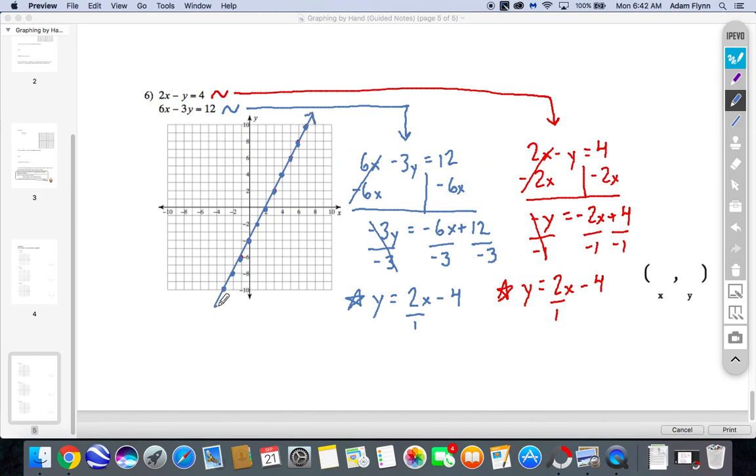So I'll still add arrows. I'll go through the process. So when taking a look at my solution here, it's not going to be an ordered pair. Turns out any ordered pair that I plug into this top equation will also work for this bottom equation. So my solution is going to be infinitely many solutions.